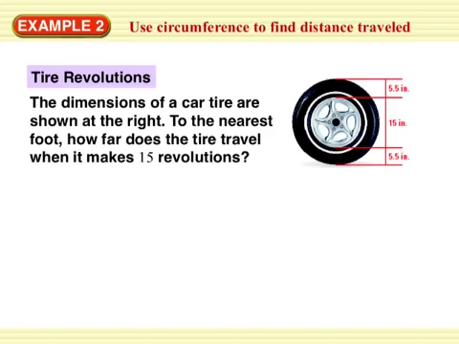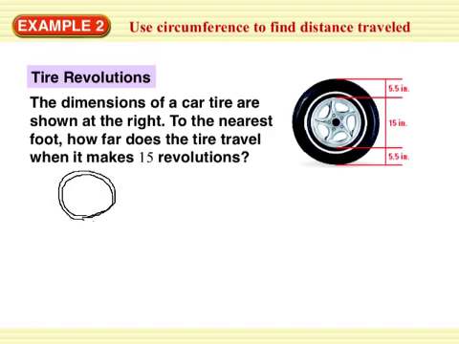Example 2. Use circumference to find distance traveled. The dimensions of a car tire is shown at the right. To the nearest foot, how far does the tire travel when it makes 15 revolutions? So remember, circumference is distance around. So every time that tire makes a revolution, it travels a certain distance.